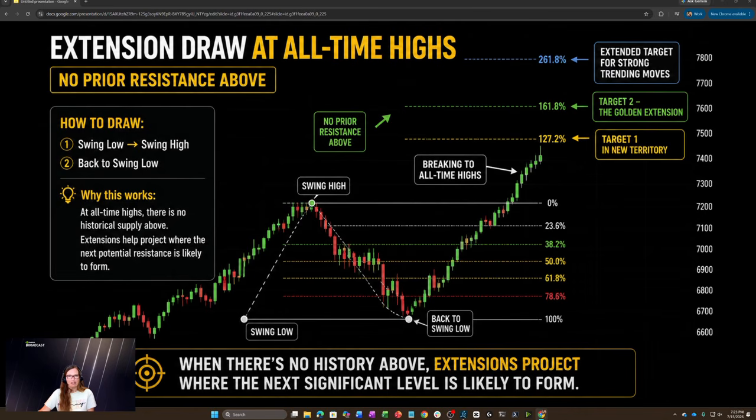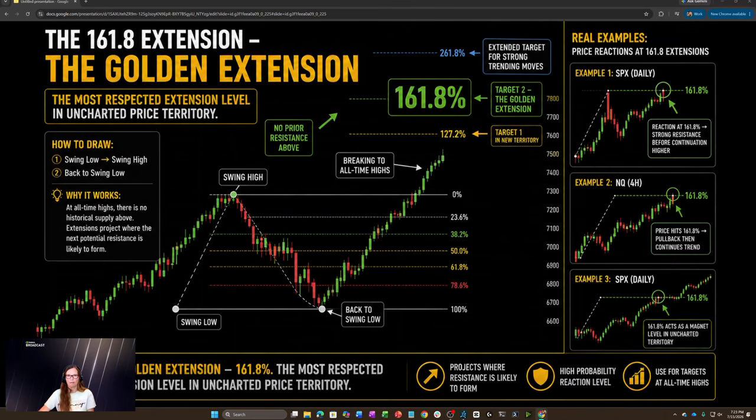I draw the Fibonacci extension tool from the most recent swing low to the swing high and back to the swing low. The extension levels, the 1.272, the 1.618, the 2.618, those project above the prior high, and they give me targets in uncharted territory. The 1.618 extension, the golden extension, is the one that I give the most weight to. It's the same ratio derived from the Fibonacci sequence that appears everywhere else in nature and markets.